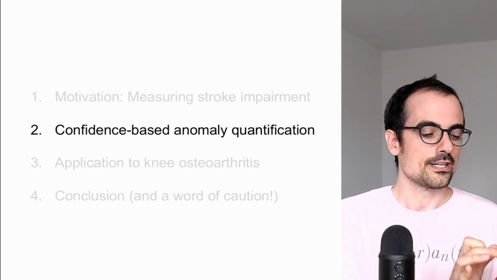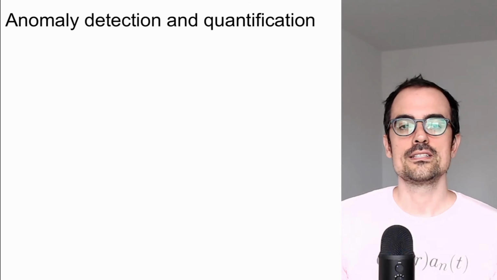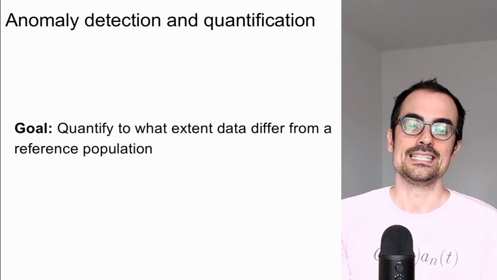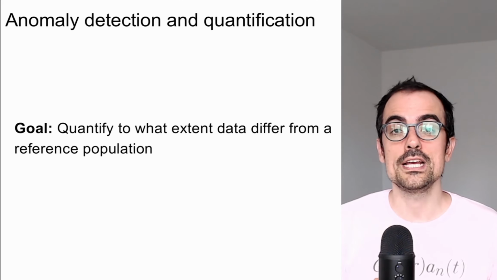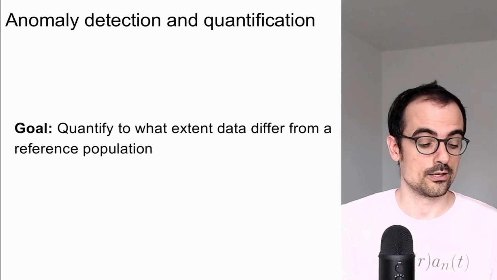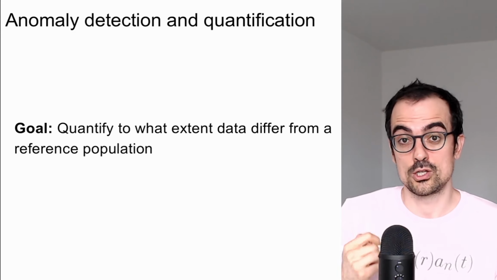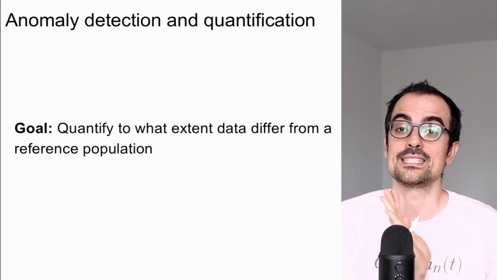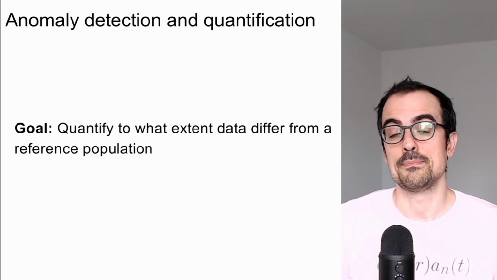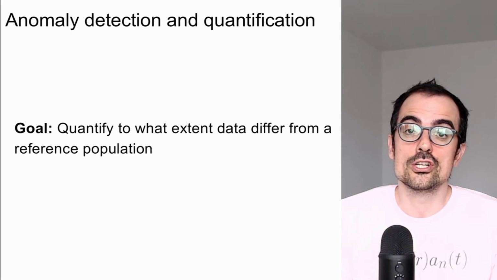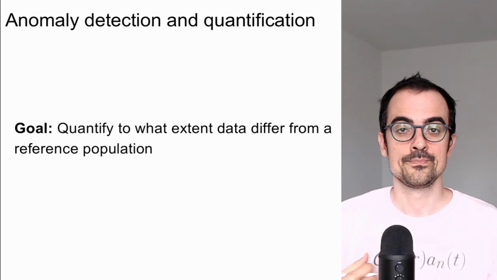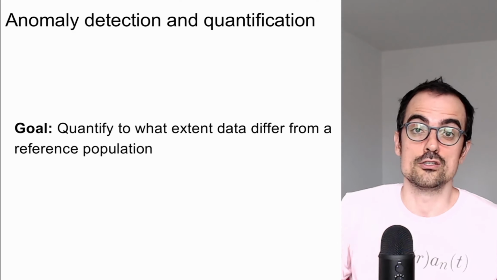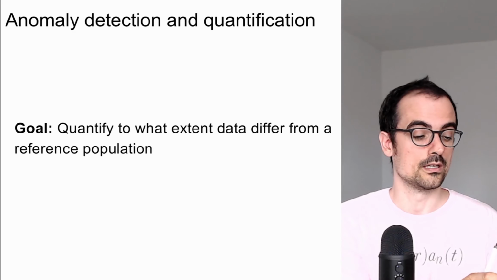So anomaly detection and quantification is the problem of identifying data points that differ from a reference population. The reason why I also have quantification there is because we're really interested in quantifying to what extent they deviate. In our application to stroke, this would be patients who do not have normal motion because of impairment. So they deviate from the normal motion of the healthy subjects.